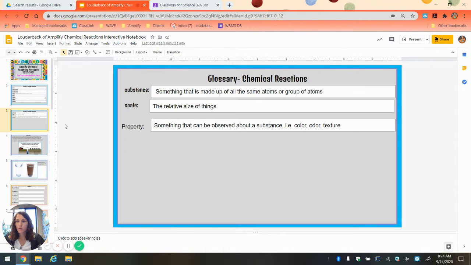Then we went into the definitions for substance, scale, and property. And again, if you are working from home, one of those remote learners, I would ask that you pause this video and type in the definition for substance, which is something that is made up of all the same atoms or groups of atoms; scale, the relative size of things; and property, something that can be observed about a substance, for example, color, odor, texture.